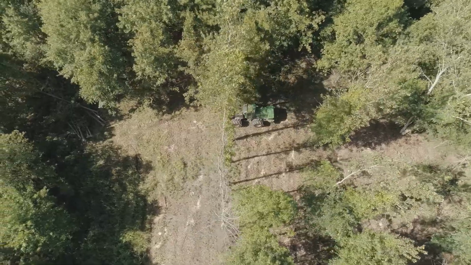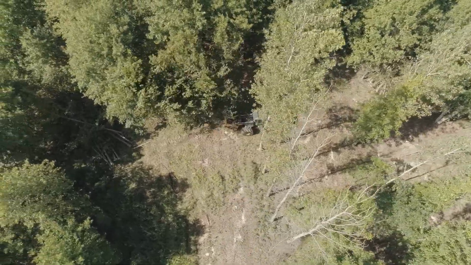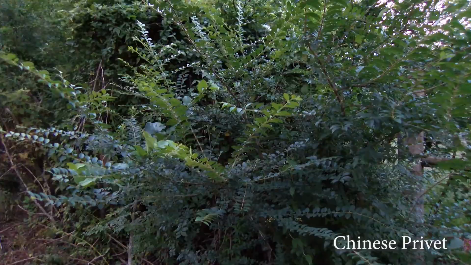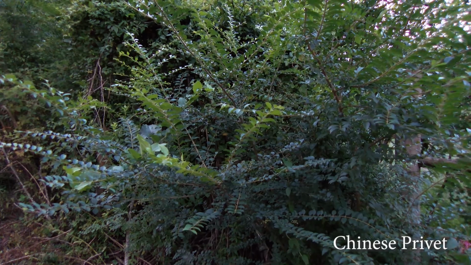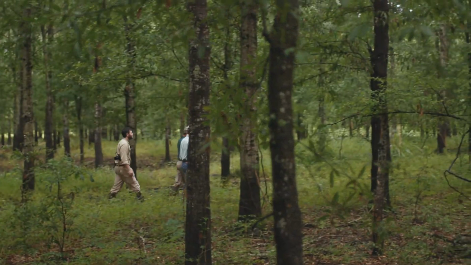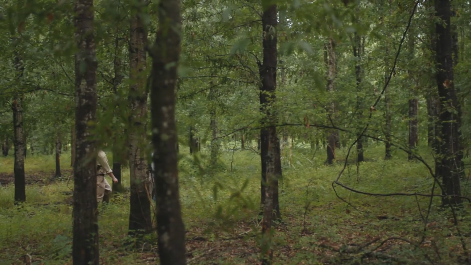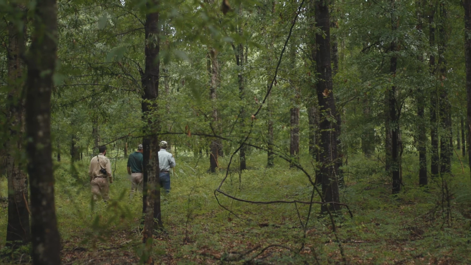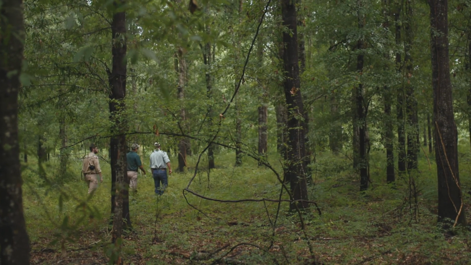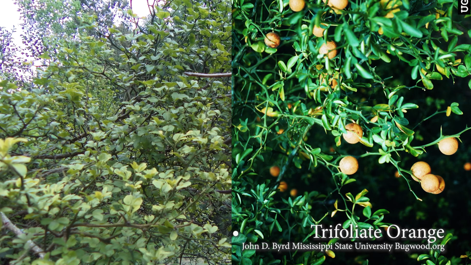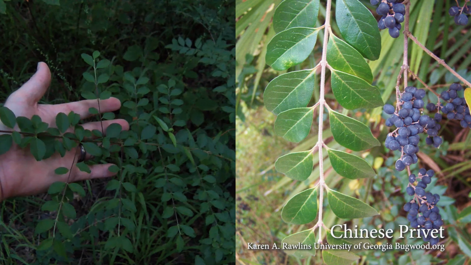Active forest management activities, particularly mechanized treatments, can create the ideal environment for these undesirable plants to proliferate. Therefore, stands should always be surveyed for invasive plants in advance of any forest treatment, and if found, should be addressed prior to commencing further management activities. Some common invasive plants found in the Mississippi alluvial valley include Chinese tallow tree, trifoliate orange, Chinese privet.